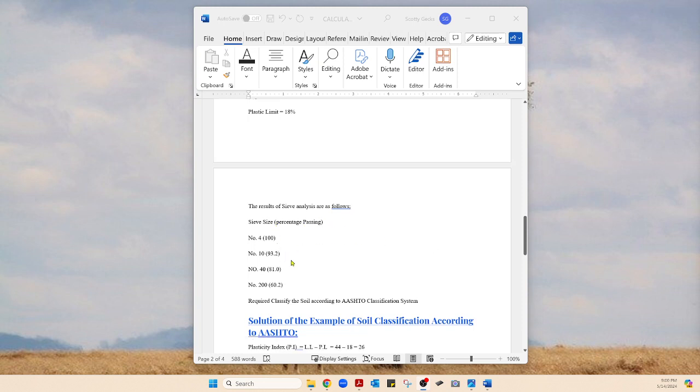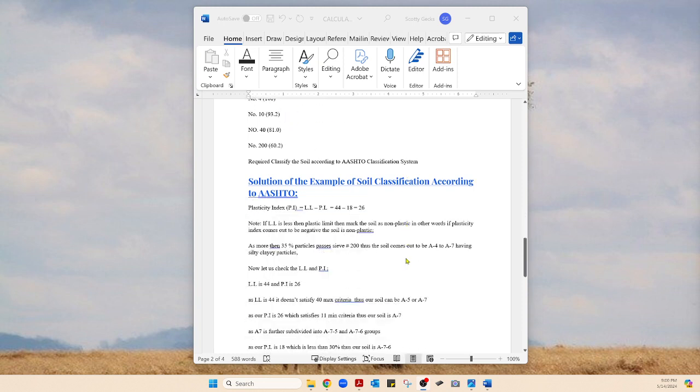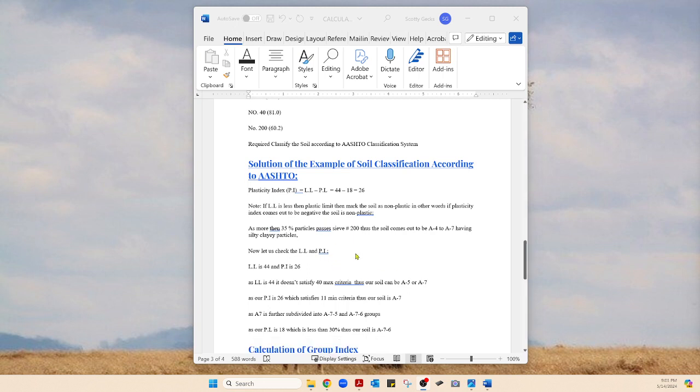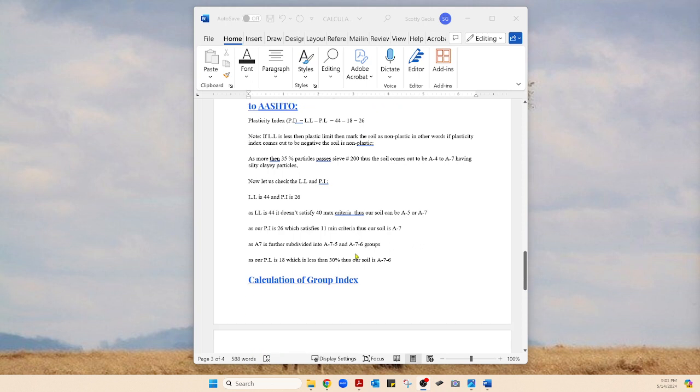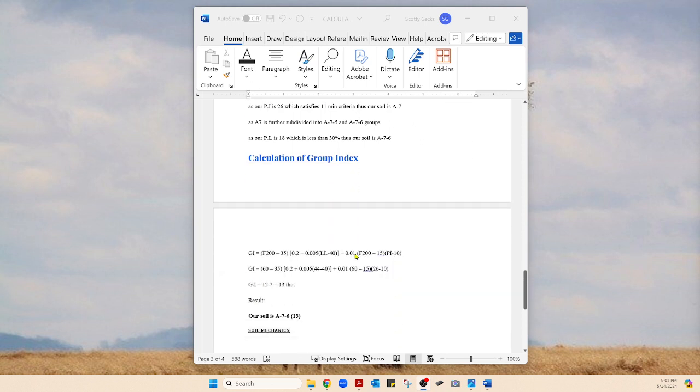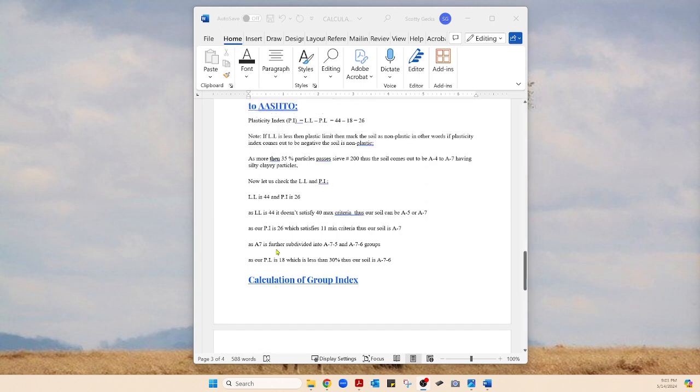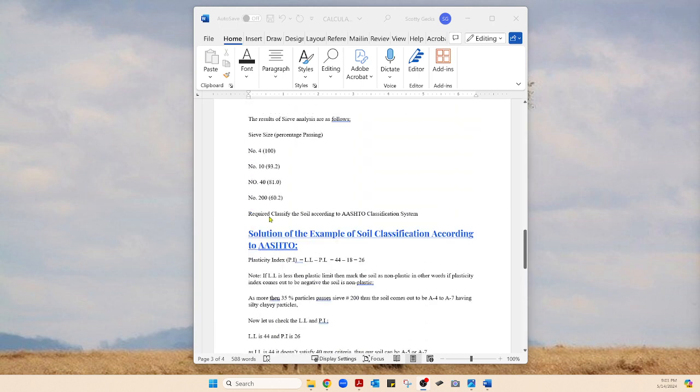And back to the results of the sieve analysis. There's no way you're going to remember all this right now, but I'll get this posted so that you can have access to it, and there's more coming. This is talking about calculating it, and here's the formula again. These would be your percent passing the number 200 sieve. There will be a number that goes in there, and in the above case, that number was 60.2.